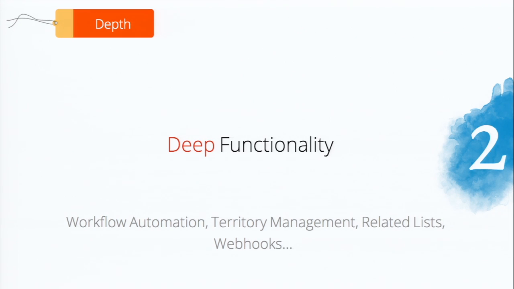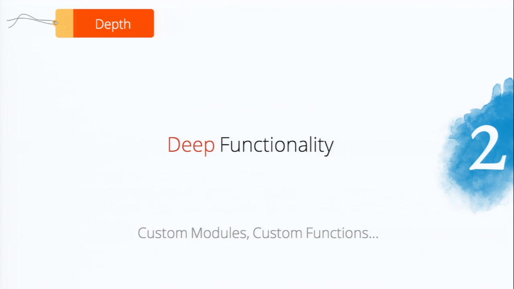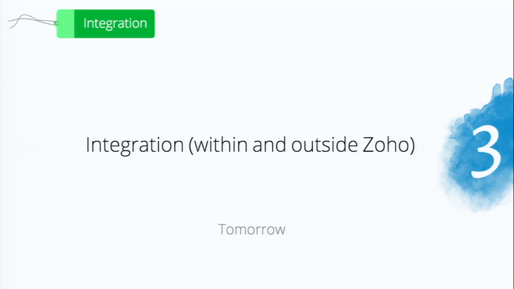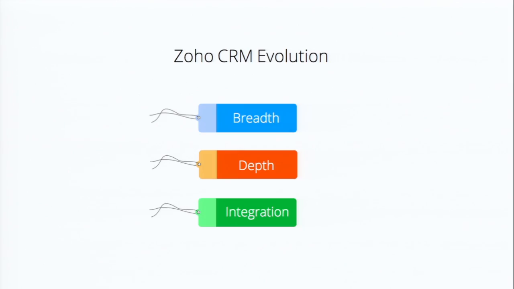And apart from the breadth, you also need to talk about the depth. The 1.0 version did not have all the features that we do have today, like the workflow automation, the territory management, related lists, custom modules, custom fields, custom functions, the feeds, the documents. There are a ton of things. This is not just the breadth, the depth also increased in the last few years. And of course, we have the integrations of CRM within Zoho, with other Zoho products, and also outside Zoho. So the CRM itself evolved in three different directions: the breadth, the depth, and the integration.